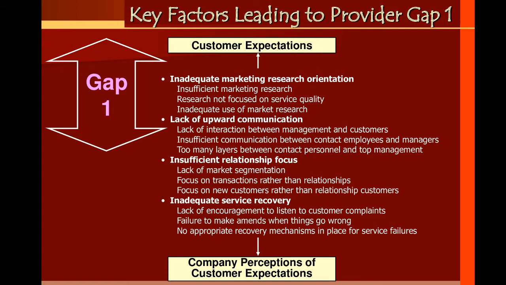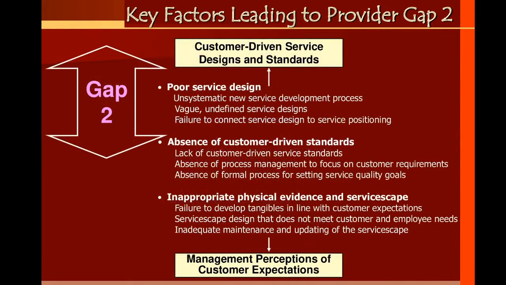That is gap 1. Please understand, gap 1 is about customer expectations and the company's perceptions of customer expectations. And gap 2 will be about customer-driven service designs and standards, and management perceptions of customer expectations. Company perception means views. Management perception will be totally different, but customer perception will be from another angle.